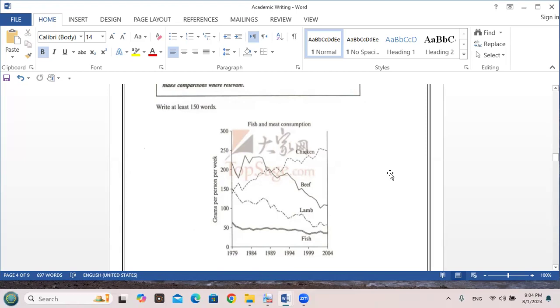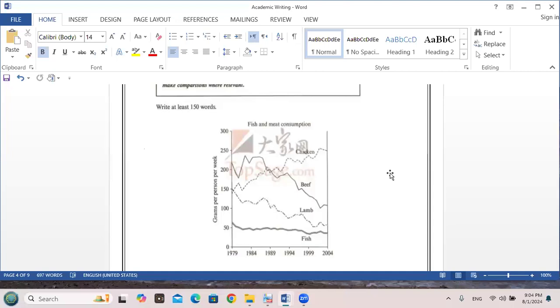The consumption of chicken is almost constantly rising. Yes, very good. What else? The fish is almost constant. Yes. The lamb and beef are decreasing. Yes, very good. So we have increasing and we have decreasing, right?